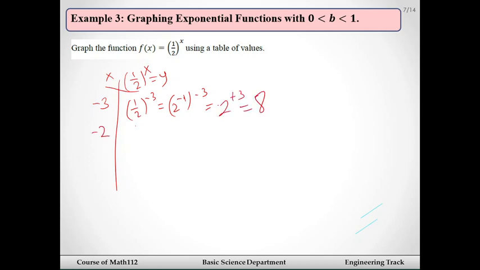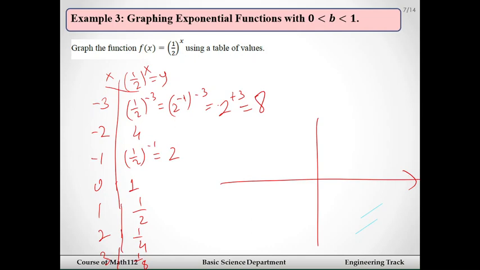In the same way, you will see this is 4. In the same way, you will see this is, okay, 1 over 2 to negative first power, it will be 2. And then 0, it will be 1. And then 1 over 2, no, sorry. This is 1, it will be 1 over 2. And then 2, it will be 1 over 4. And then 3, it will be 1 over 8. So we have a different behavior here.